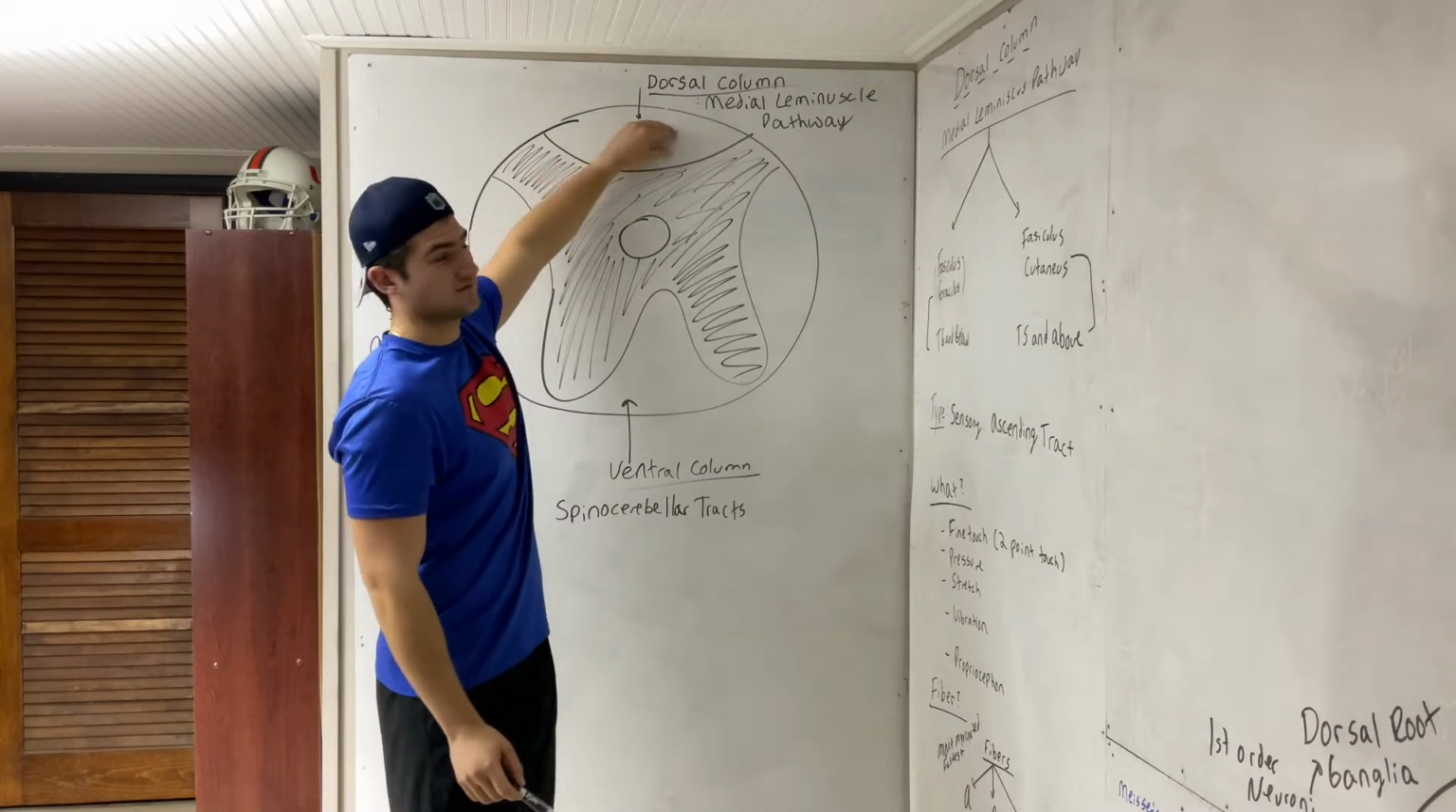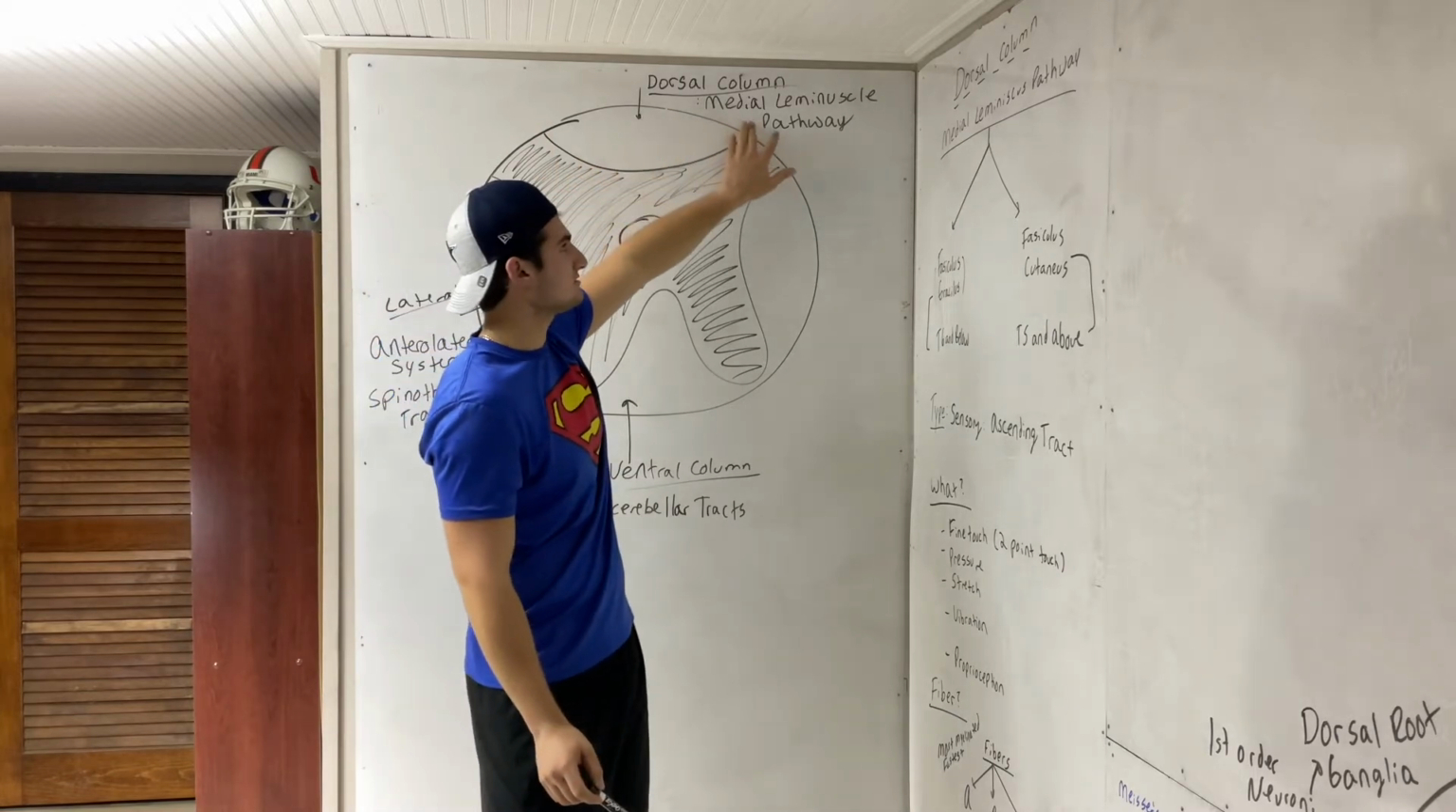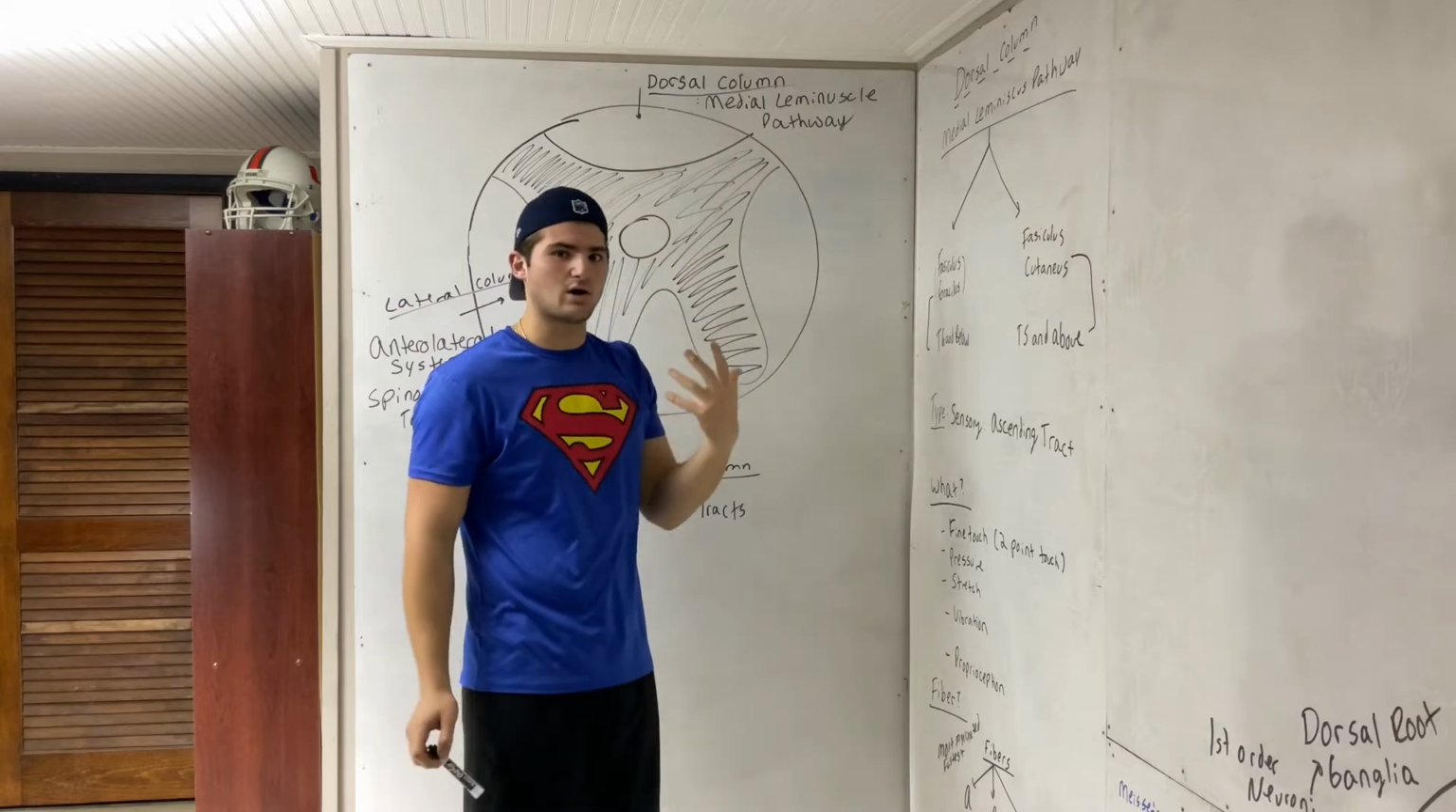So this video is going to be on the dorsal column. This is going to be on the first pathway, and it's going to be known as the medial lemniscus pathway. Why is that the name of it?